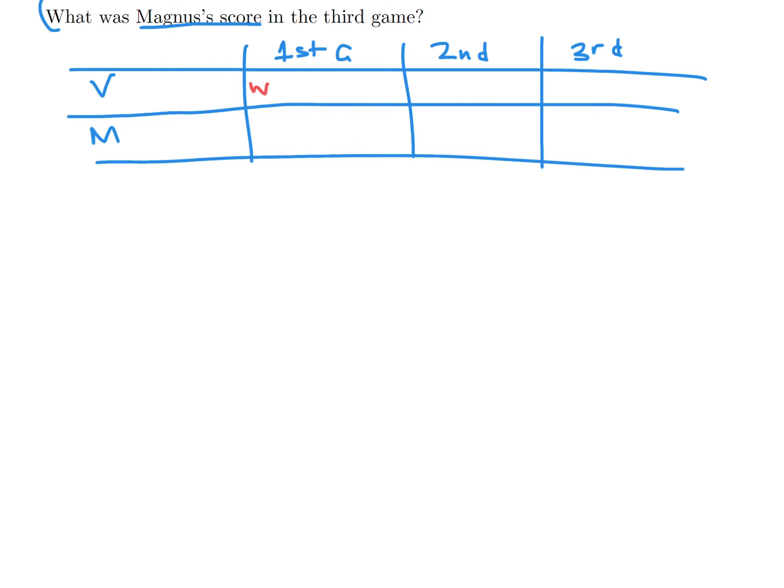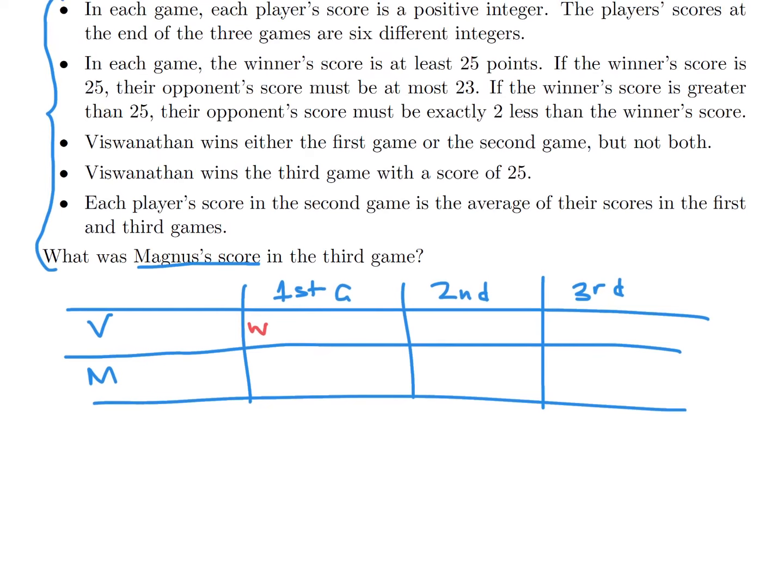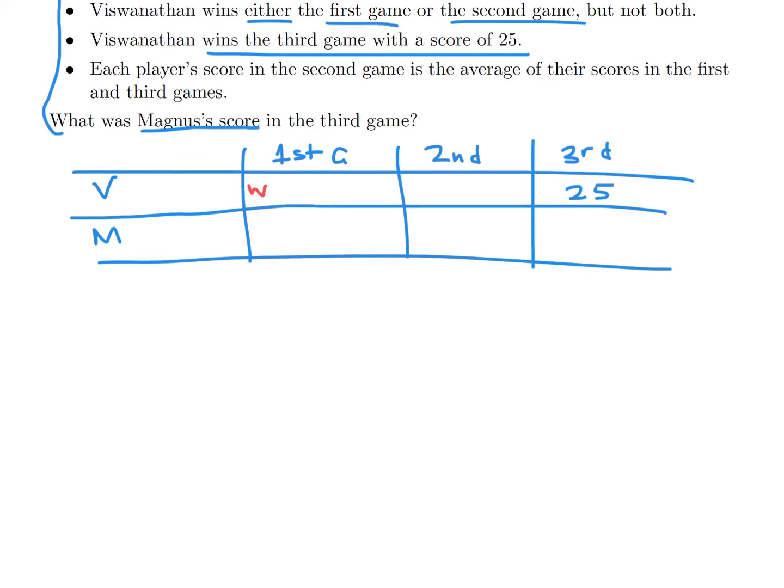Now, we are told that his score is 25, right? He wins the third game with a score of 25. So put 25 in there. And he wins either the first game or the second game. So we're not sure which one, so that's why I put first. And then if that doesn't work, I'll try the second game.